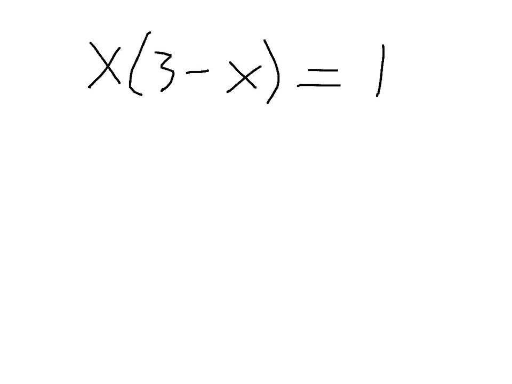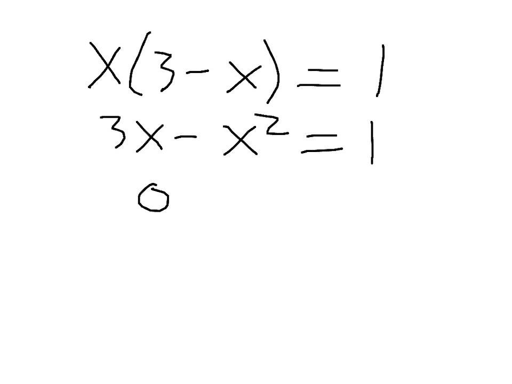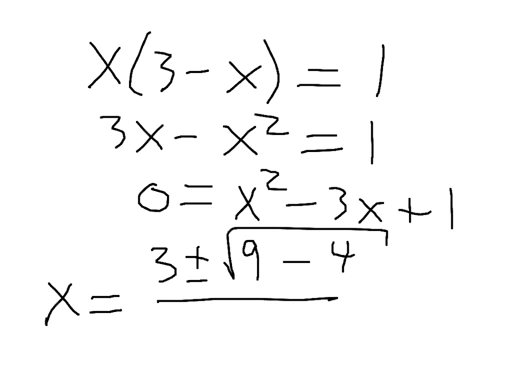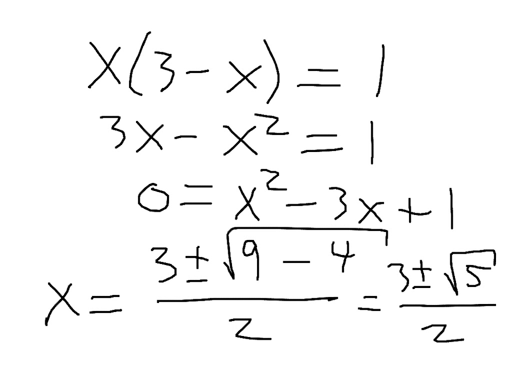So multiply on both sides by 3 minus x. You see that? So we get 3x minus x squared equals 1. So just a quadratic: x squared minus 3x plus 1 equals 0. So, aha, quadratic formula time, right folks? So x is minus b plus or minus the square root of b squared minus 4ac all over 2a. So what you get is 3 plus or minus the square root of 5, over 2.